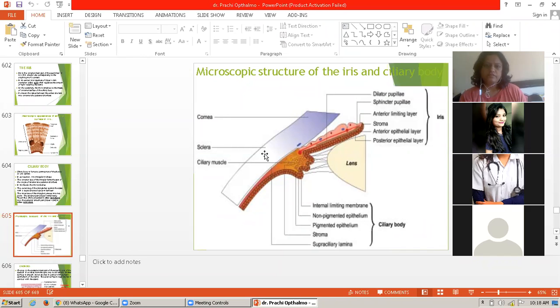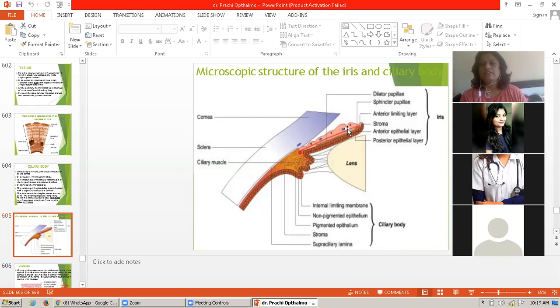This is cornea, this is sclera, this is ciliary muscle, and this line is a dilator pupillae. Just at the end of that there is a sphincter pupillae. The pink color is the anterior limiting layer. Just below that there is a stroma, and these brown dots are the anterior epithelial layer, and this last one just below that is the posterior epithelial layer.